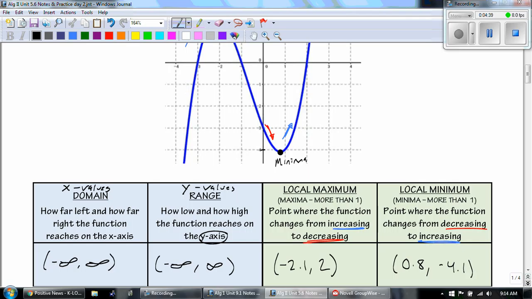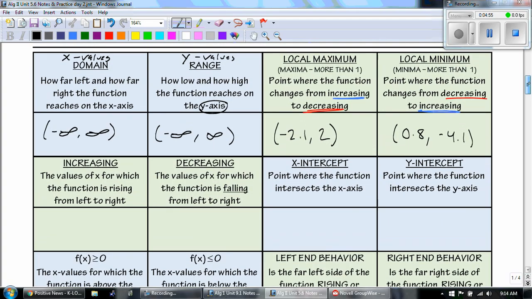Okay? So domain and range, we've talked about that before, so that's not too new. But looking at the maximum and the minimum points, that's new. Okay? Now, increasing and decreasing. We've talked about that when we were doing quadratics and then when we were looking at absolute values.